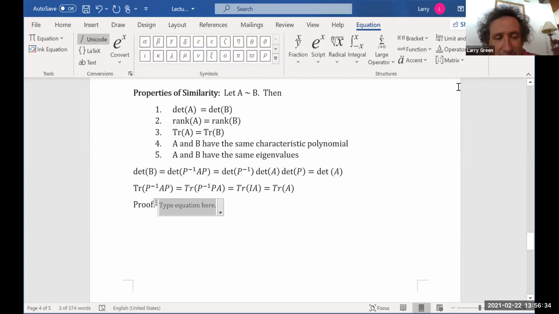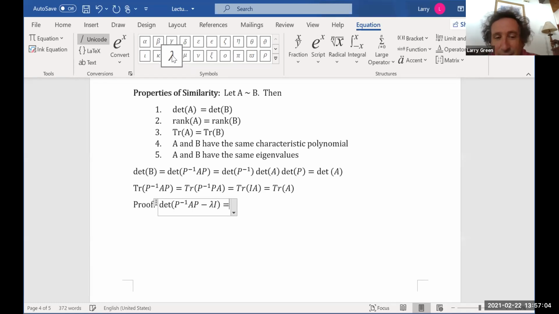So we're going to take the determinant of B. Now B is P inverse AP minus lambda I. Any questions on that so far? And what we're trying to do is get rid of the P's and P inverses so that we can just have our A instead of our B.